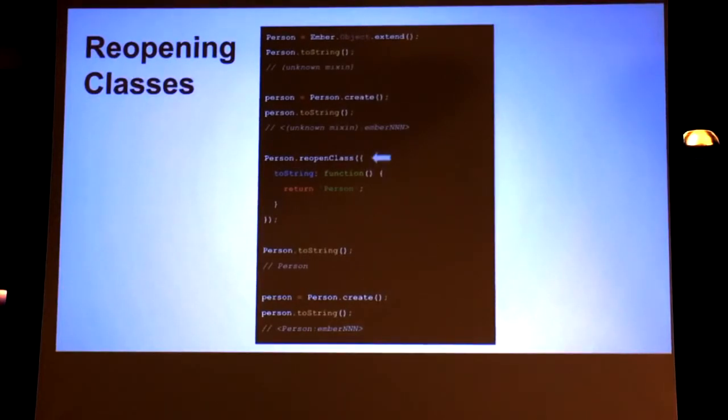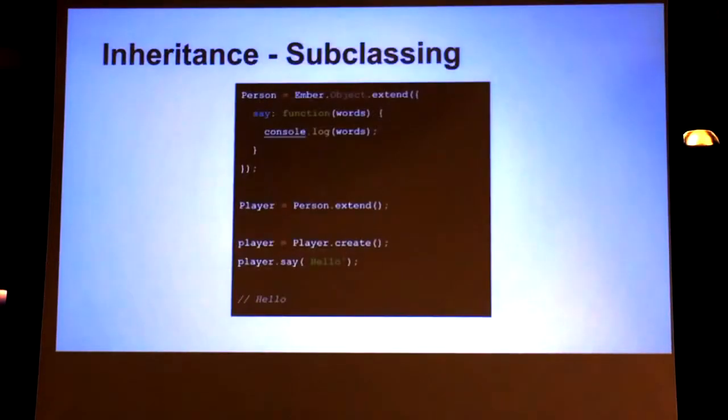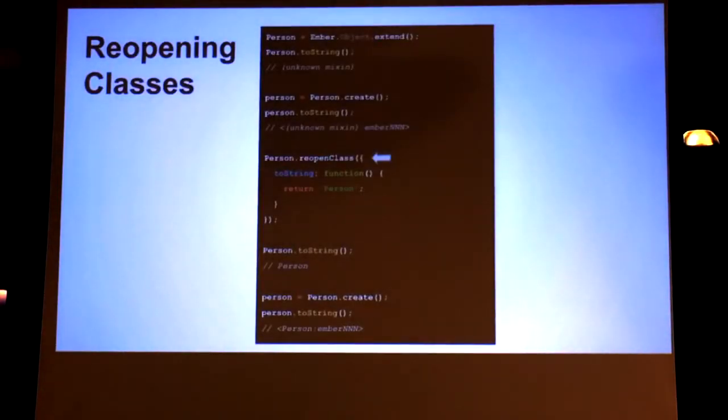So here we call reopen class on the person class, and we are redefining the toString function. toString is not an Ember function, it's a regular JavaScript function. If you call something like number.toString, it will give a string representation of it. And Ember uses toString internally to actually display the class names throughout the application.